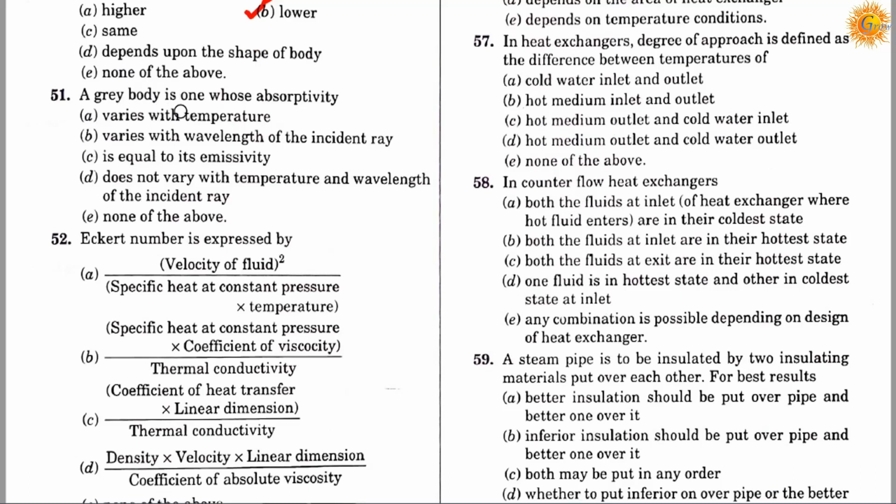Question number 51. A gray body is one whose absorptivity is: option A, varies with temperature; option B, varies with the wavelength of the incident ray; option C, is equal to its emissivity; option D, does not vary with temperature and wavelength of the incident ray; and option E, none of the above. Correct answer is C. Is equal to its emissivity.